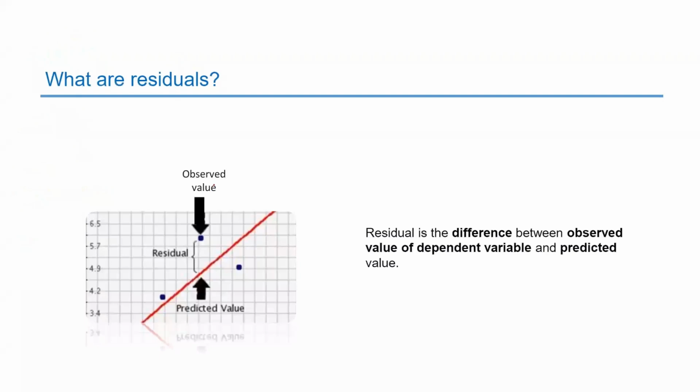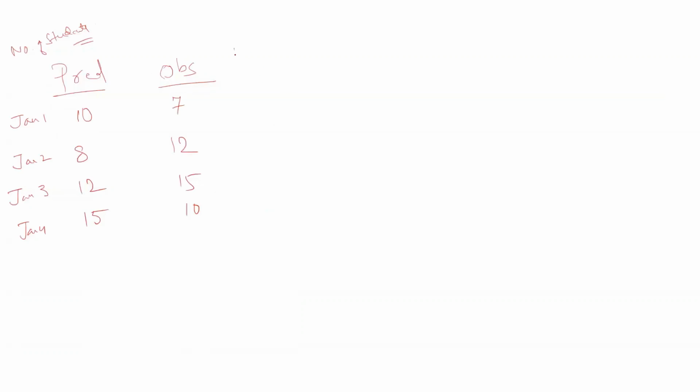Now, it is the difference between the observed value and the predicted value. So now you know what your observed value is and what the predicted value is. So observed minus predicted value is -3. Here it is 4, it is 3, and here it is -5. So this is your table. This is called error or residual.